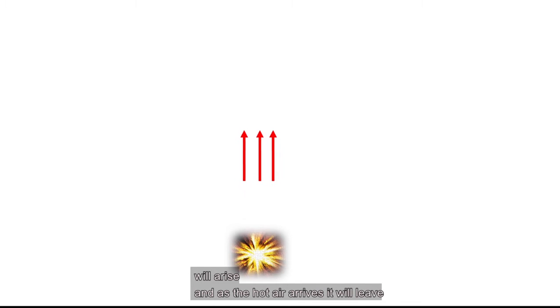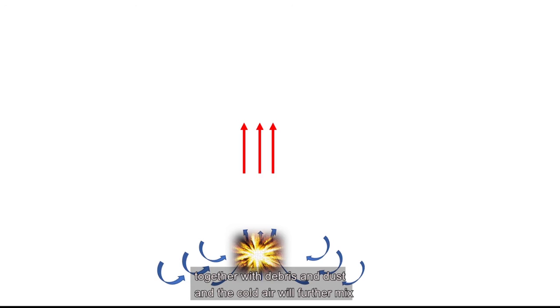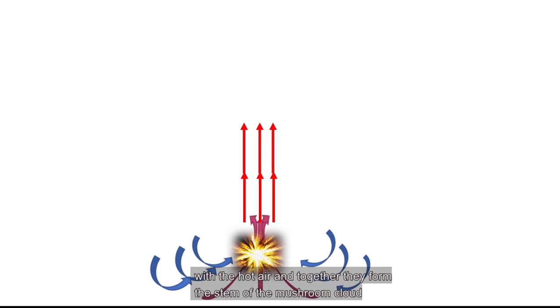Let's get started. So, how does a mushroom cloud form? Let's say there's an initial explosion near the ground, and the explosion will greatly heat up the air above it, and the hot air will rise. And as the hot air rises, it'll leave almost a vacuum near the ground, and the vacuum will draw in the cold air together with debris and dust, and the cold air will further mix with the hot air, and together they form the stem of the mushroom cloud.